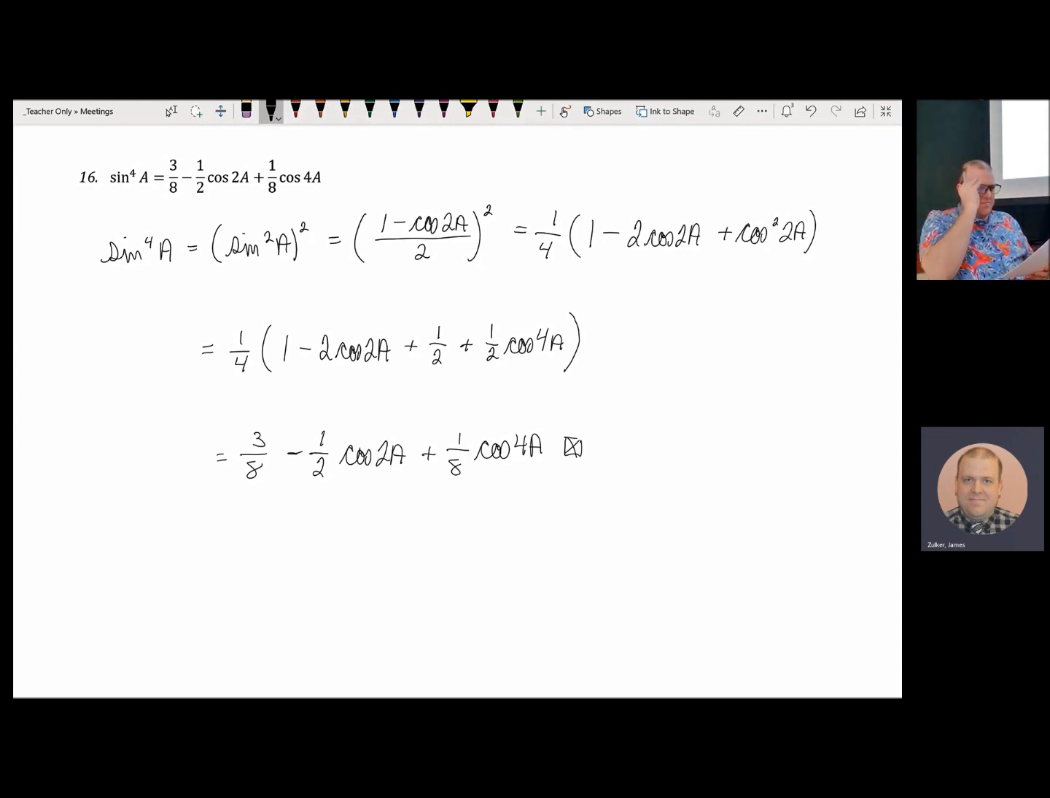Once again, I'm feeling like I'm 2 steps or 5 steps behind everything here. How did cosine squared of 2A turn into 1/2 plus 1/2 cosine 4A? Yes, right, it's 1 plus cosine of 4A all over 2. Cosine squared theta is 1 plus cosine of 2 theta all over 2. But theta is 2A in that case.